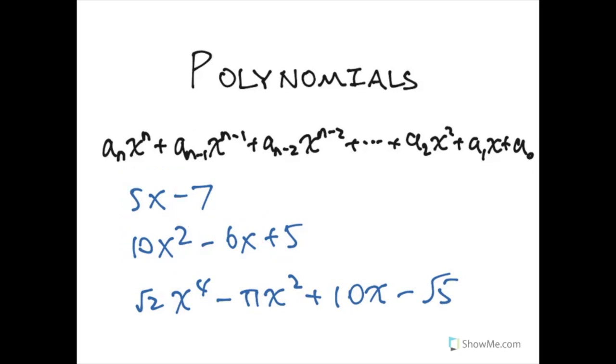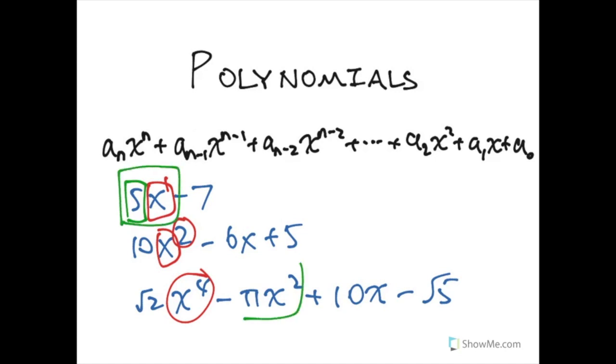And for each of these terms, we have x raised to an integer power. So x to the 1, x to the 2, or x to the 4, as here. And each of these terms has a coefficient. So for this term, the coefficient is 5. For this term, the coefficient is pi. And there you have the essence of what a polynomial is.